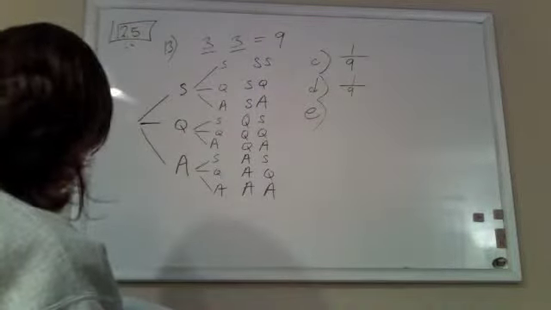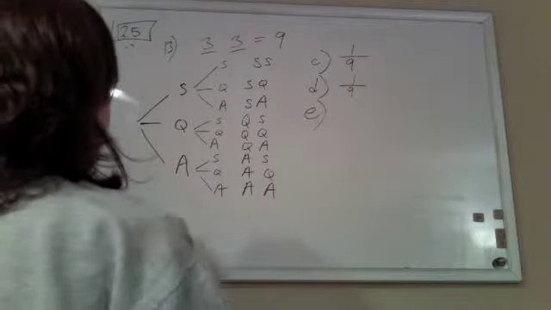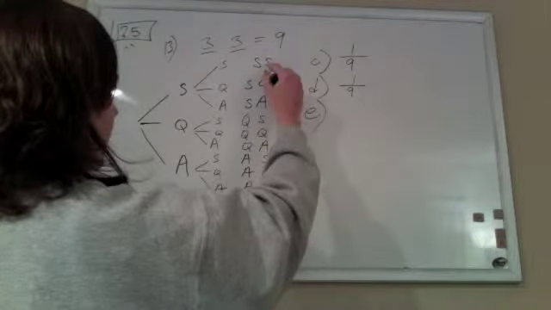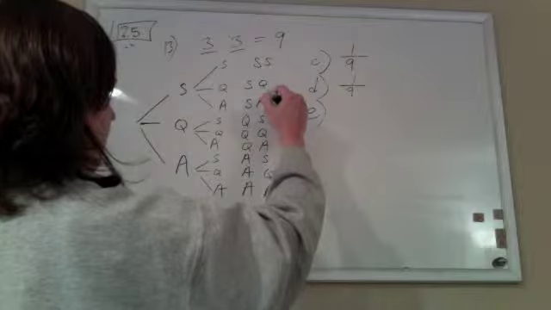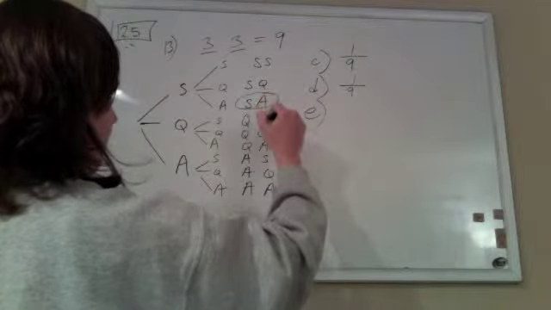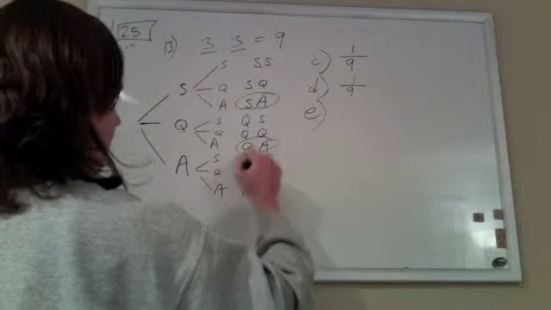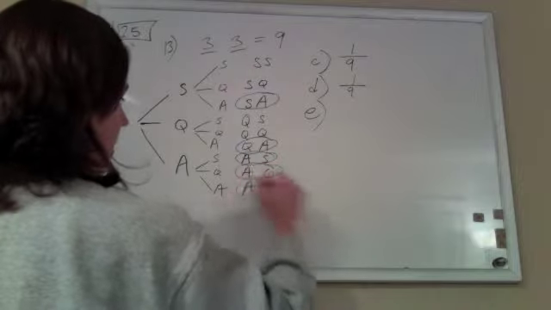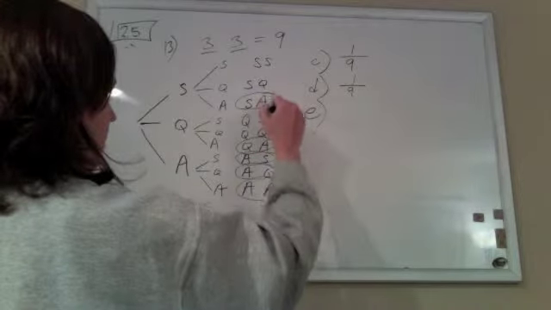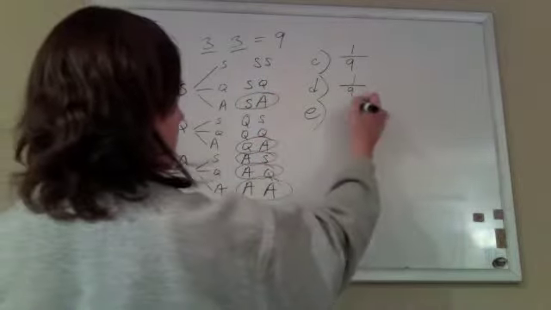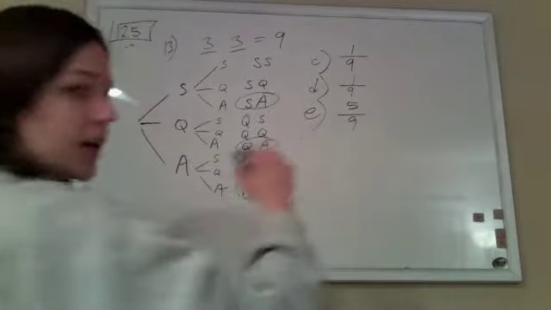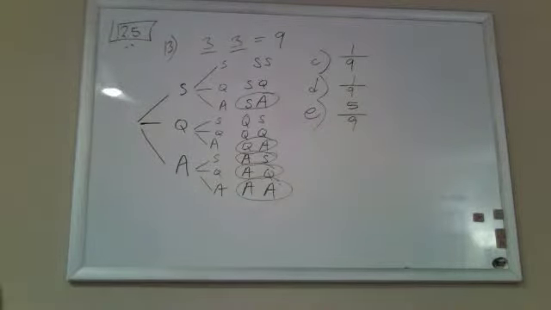And for part E, at least 1 apple. So this has no apples, this has no apples, this has an apple, this has an apple, this does, this does, this does. So I have 1, 2, 3, 4, 5 possibilities I want out of 9 total. So that's that one.